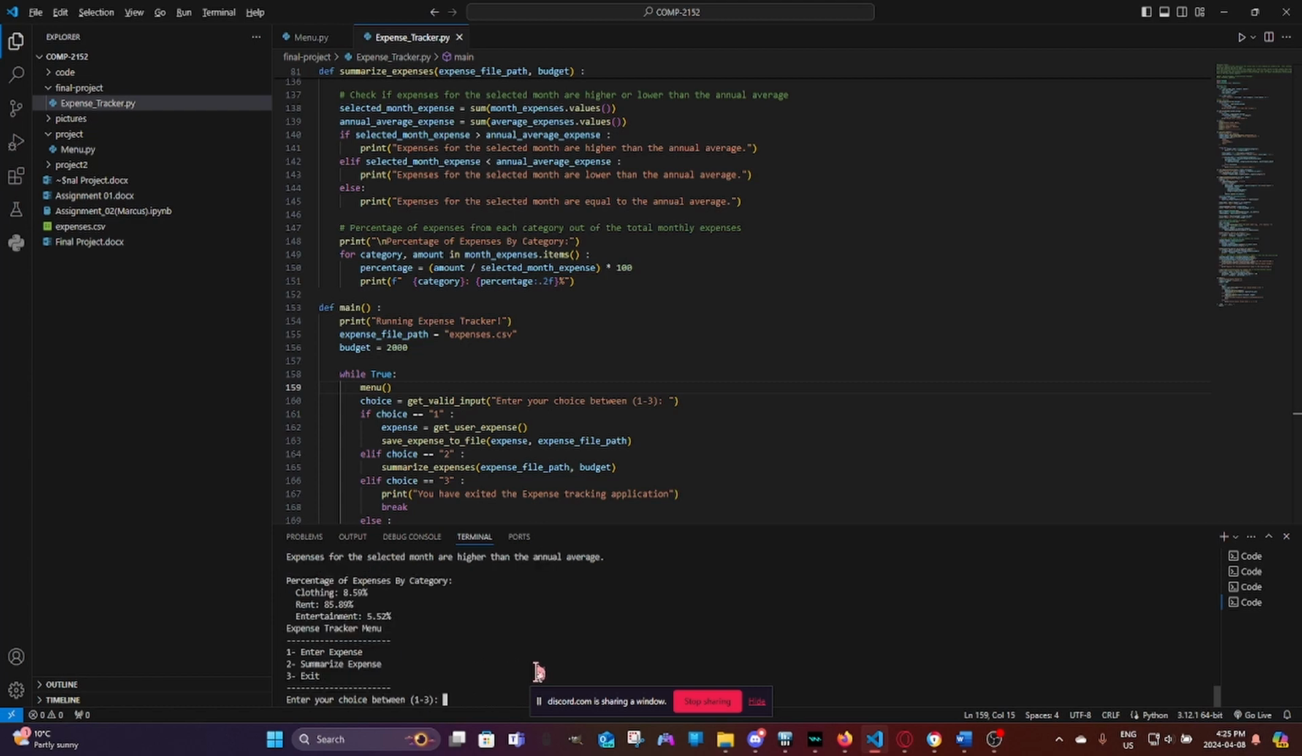3 months. Of course, same thing. For the higher than the annual average, we have the percentage of the expenses by category. We have clothing, we have rent, and entertainment. And that's it.